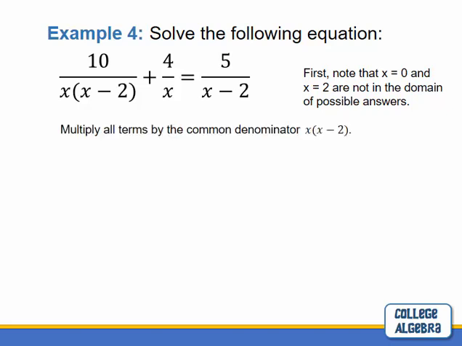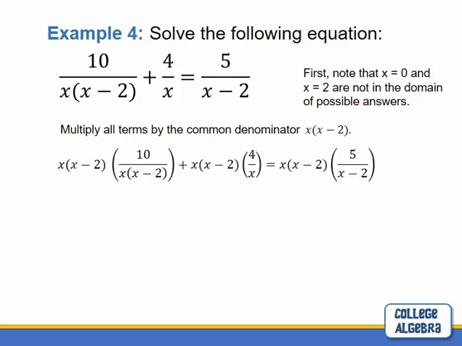Okay. But now we're going to multiply through by x times x minus 2, and we get, as I say, this long expression. But I highly recommend you don't try to cancel in your head, because if you do, you're probably going to make a mistake. I know I would. So I'm going to write it all out. I'm going to get x times x minus 2, my common denominator, times the first term, 10 over x times x minus 2, plus 4 over x times x minus 2, is equal to x times x minus 2 times the right-hand side, 5 over x minus 2.